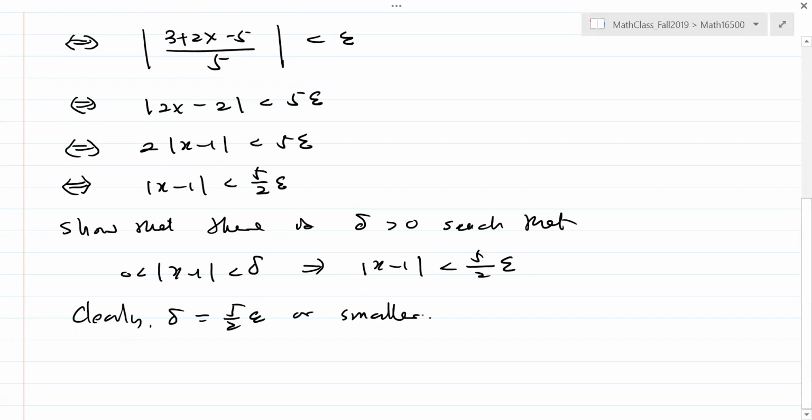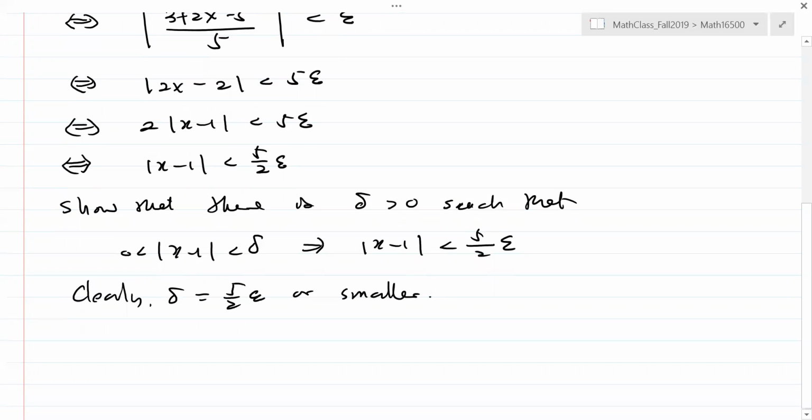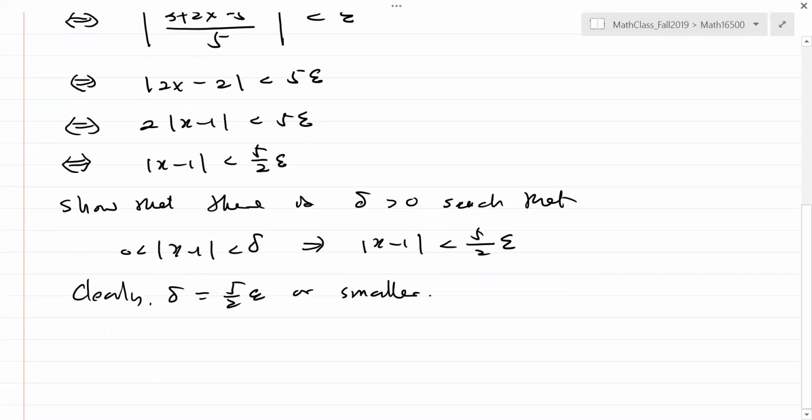Smaller is okay. I can put epsilon there instead of 5 epsilon over 2. So the answer is not definite for the choice of delta. Clear? Because I want you to prove that there's a delta. If |x minus 1| is less than delta, it implies |x minus 1| is less than 5/2 epsilon. Then you choose delta to be 5 epsilon divided by 2 or smaller. So that's the end. We found the delta.